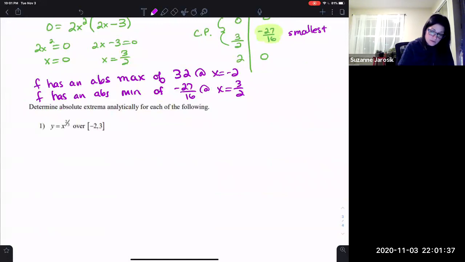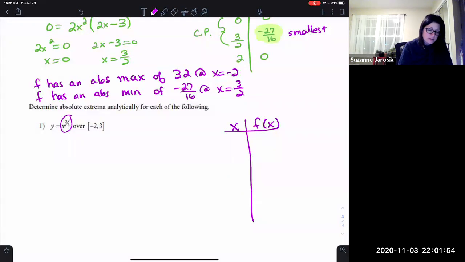All right, let's do another one. Again, x to the 2/3 over negative 2 to 3. So x to the 2/3 is continuous. You can plug in negative 2 here. You can plug in 0. You can plug in any number for x. So we're good. It's continuous, it's on a closed interval. We have EVT. That means we'll have an absolute max and min. So let's start our process. So I put my endpoints down. Now I got to get my derivative.